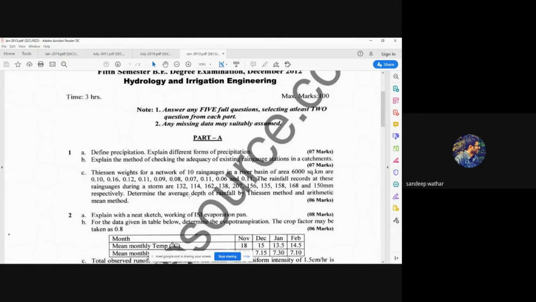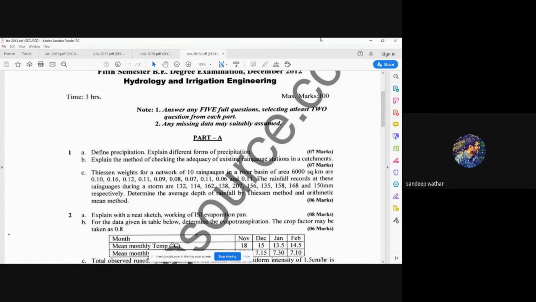Determine the average depth of rainfall by Thiessen method and arithmetic mean method. Okay, you need to calculate. You need to determine the average rainfall by both the methods, which is Thiessen method and arithmetic mean method.